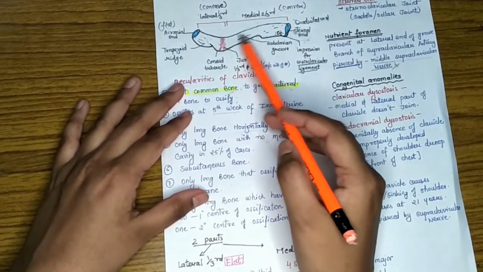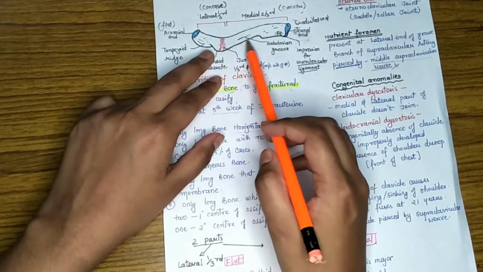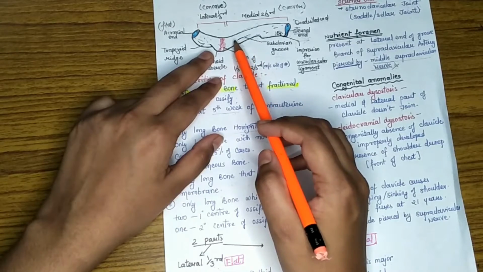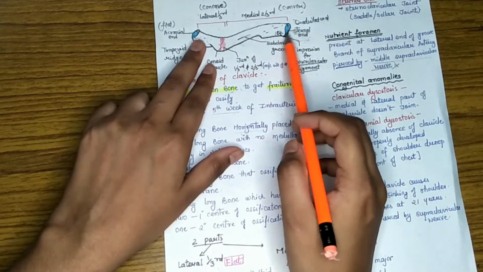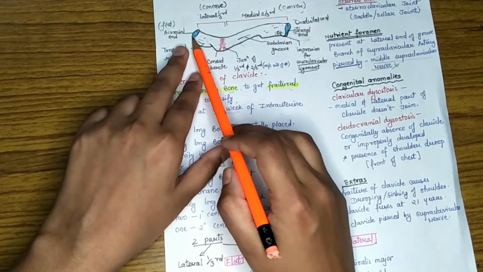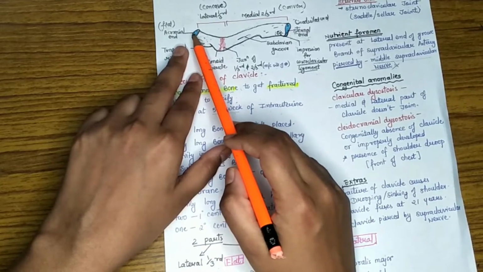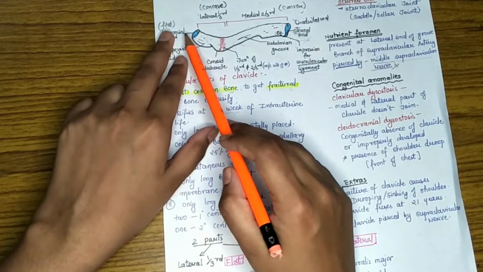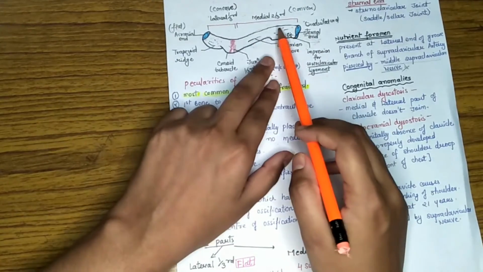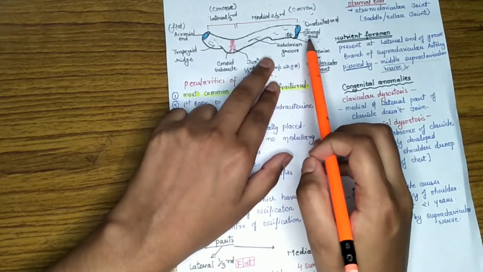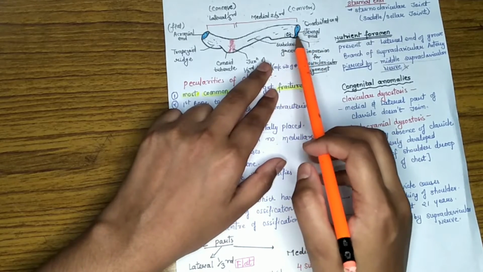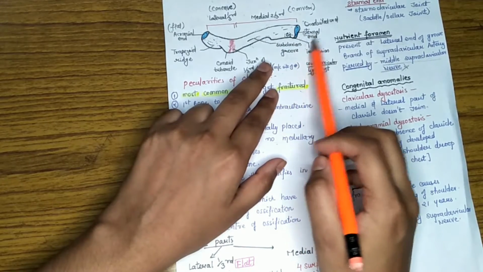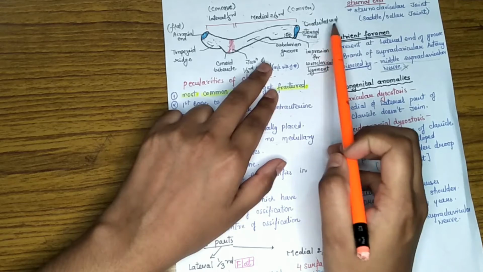Now we'll talk about the parts of the clavicle. It has a cylindrical part, which is also called the shaft, and there will be two ends. The end on the lateral side is called the lateral end, or the acromial end, and it is somewhat flat in shape. On the medial side, the end present is the medial end, also called the sternal end, and it is quadrilateral in shape.